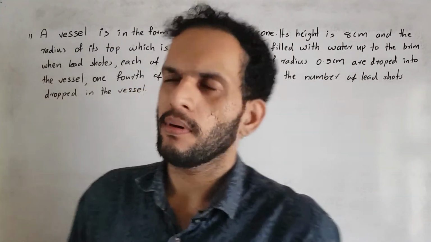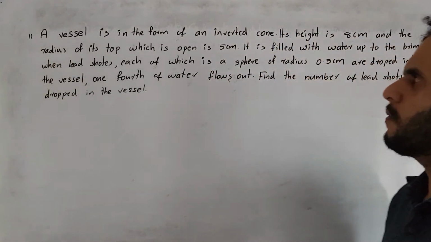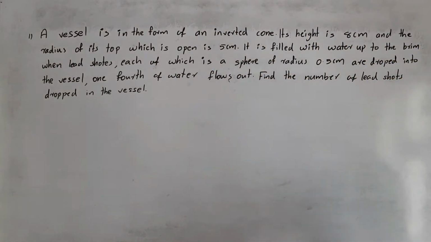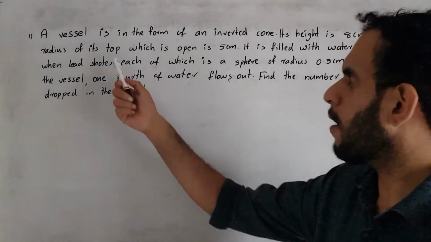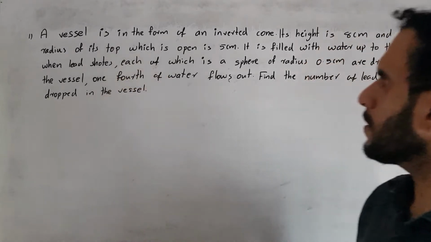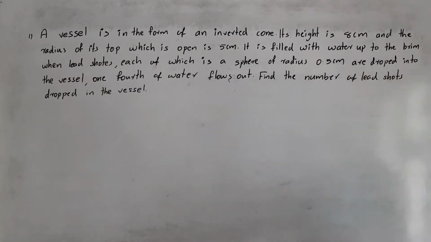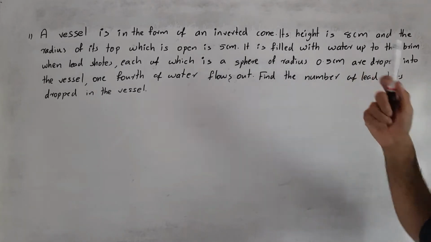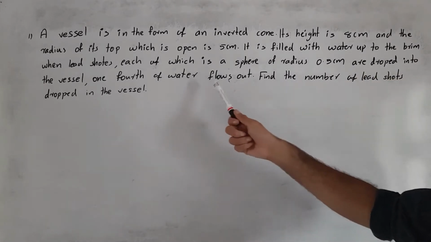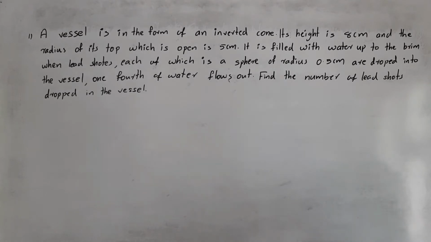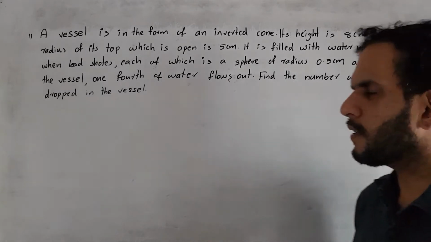The next example is like this. A vessel is in the form of an inverted cone. Its height is 8 centimeter and the radius of its top, which is open, is 5 centimeter. It is filled with water up to the brim. When lead shots, each of which is a sphere of radius 0.5 centimeter, are dropped into the vessel, 1/4 of the water flows out. Find the number of lead shot dropped in the vessel.